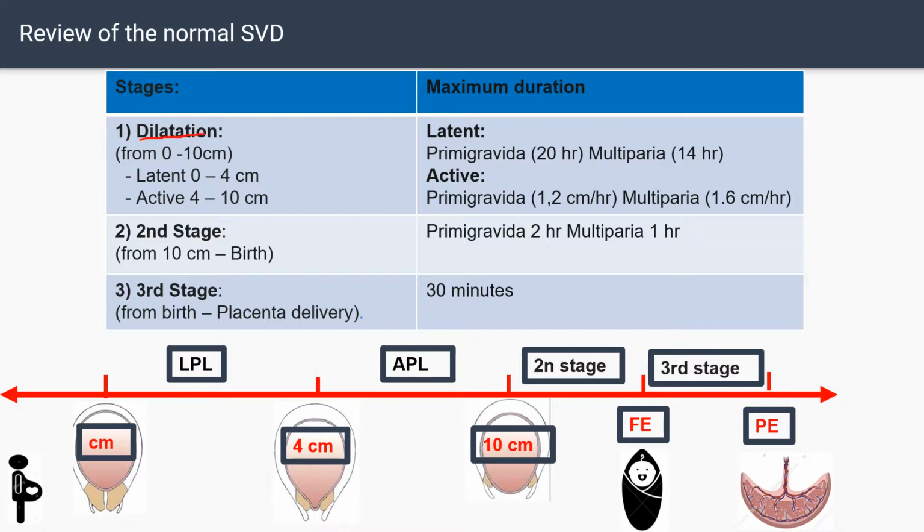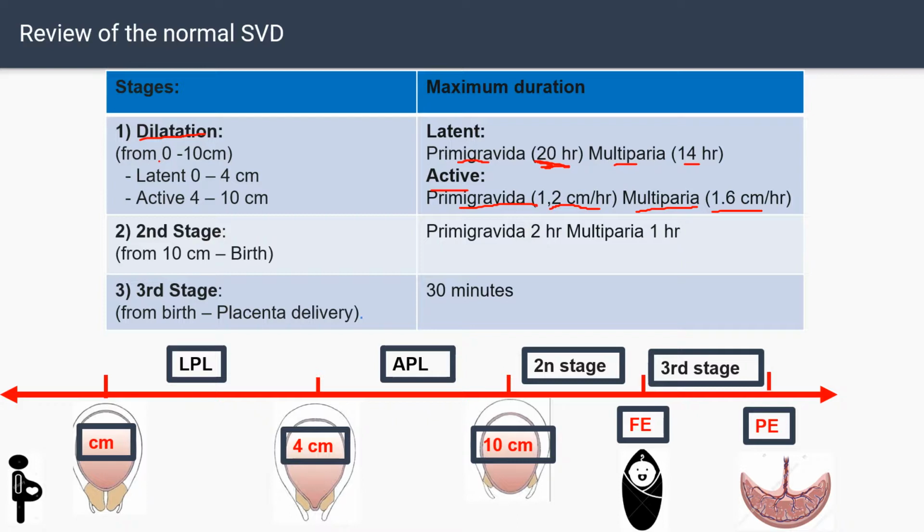The dilatation, the normal timing, can last up to 20 hours in a primigravida or 14 hours in a multipara. That is the normal duration, the limit. And the active phase of labor can progress in a primigravida with a velocity of 1.2 centimeters per hour and in a multipara 1.6 centimeters per hour. That is the normal limit.